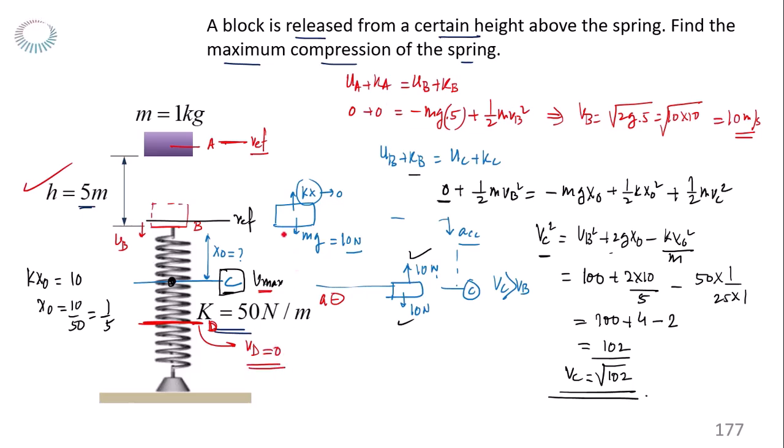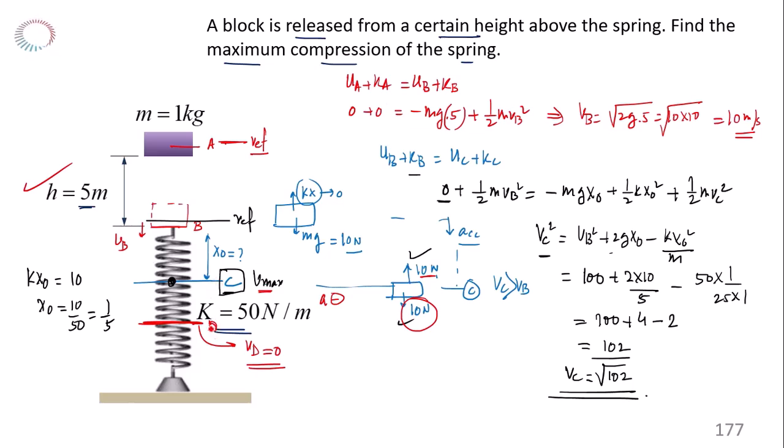So until and unless the block is at rest, the spring is compressed. Why? Because between C to D, the spring force is going to increase. Initially at point C, the spring force is 10. From C to D, the spring force is going to be increased. Increase means the upward force is more and downward force is fixed at 10 Newton. So downward force cannot be increased. Because of that, between C to D, the velocity has to be decreased.